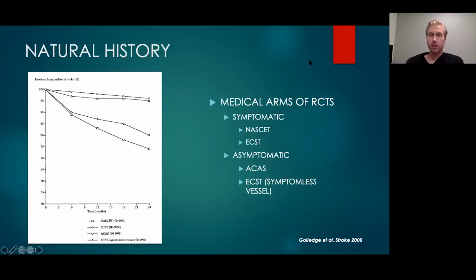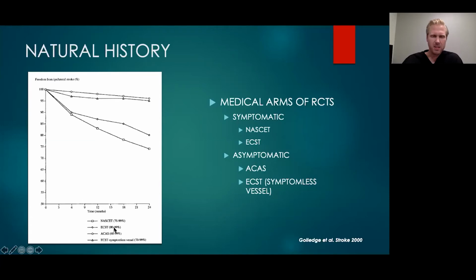Some of these trials, like one called NASCET, compared best medical therapy to surgical carotid endarterectomy. Same thing with ECST, the European Carotid Surgery Trial. Asymptomatic trials include ACAS, an American trial, and a European trial, in asymptomatic patients with carotid stenosis. So the question is, what do you do with someone that has symptoms and carotid stenosis, and what do you do with someone that's not symptomatic but has significant carotid stenosis? We'll talk a little bit about what to do in those different situations. For instance, this is the natural history of patients in the NASCET trial who had 70 to 99% stenosis and were symptomatic.